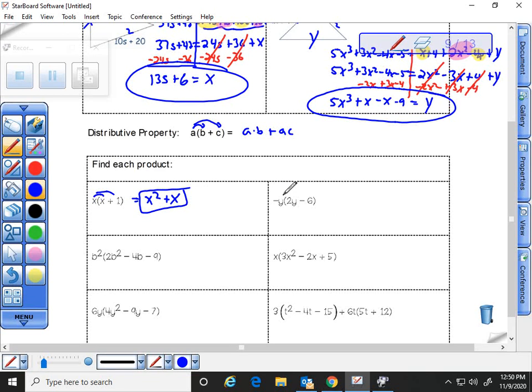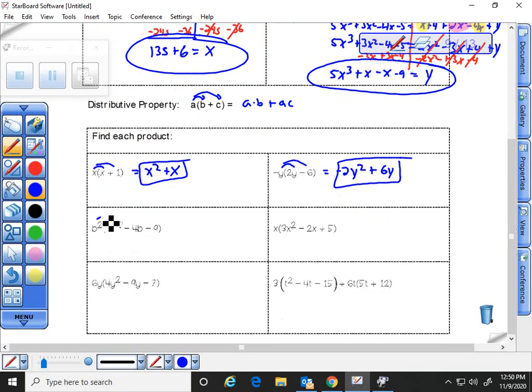This next one looks like a negative y is being multiplied throughout, so it's going to be a negative 2, y times y is y squared, and negative times negative is positive 6y. Next one, distribute, progressively gets harder. B squared times 2b squared, so b squared times b squared is b to the fourth, add the exponents. B squared times a minus 4b is going to be a minus 4b to the third. And then b squared times a minus 9 is a minus 9b squared.